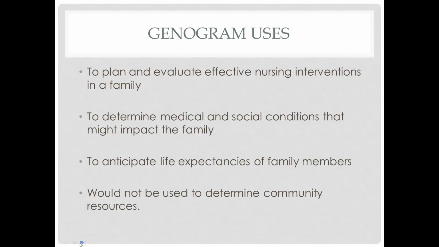Genogram uses are to plan and evaluate effective nursing interventions in a family, because we know what we're looking at as far as healthcare problems, and to help determine medical and social conditions that might impact the family, and also maybe to anticipate life expectancies of family members and to look for certain disease processes, chronic disease processes, morbidity and mortality, and then comorbidities. And it would not be used to determine community resources. We're going to use something else. We're going to use an ecomap for that.